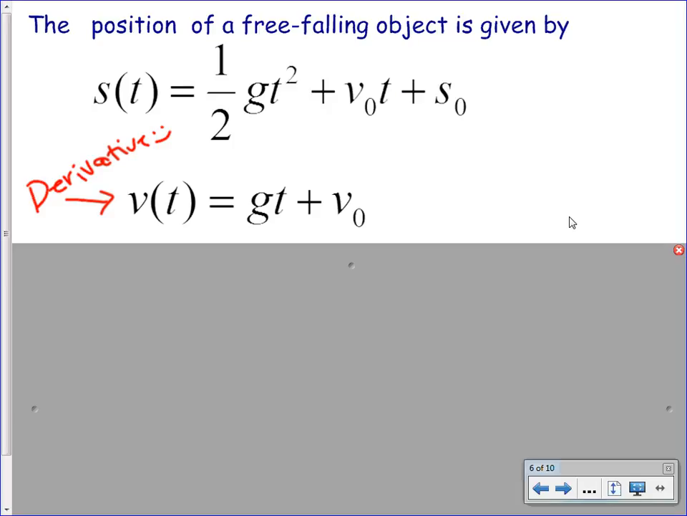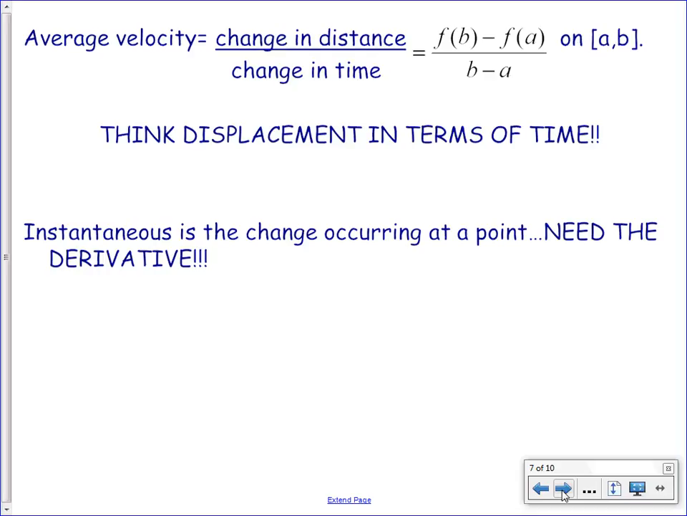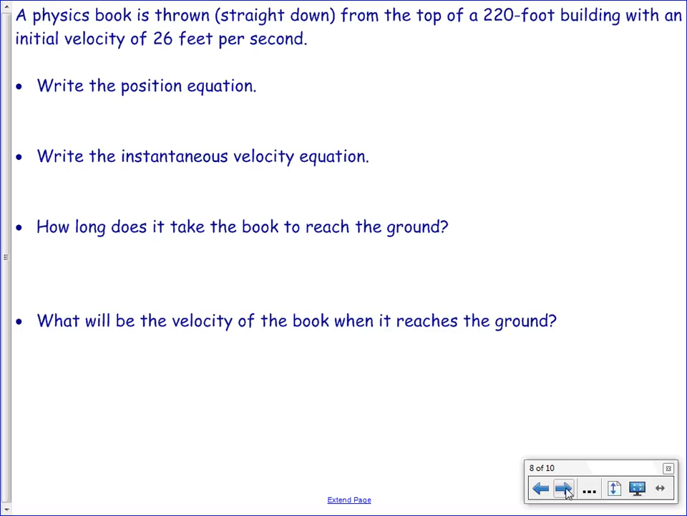Initial velocity. Velocity starting at 0. S naught. Position when we start at 0. Okay, so initial position, initial velocity. Okay?